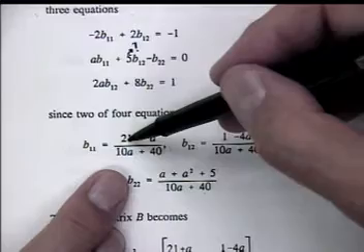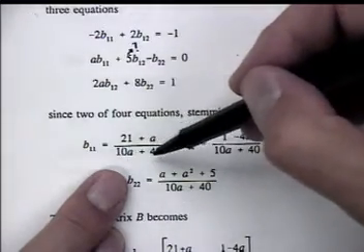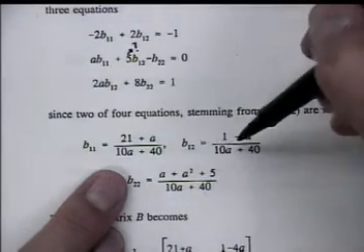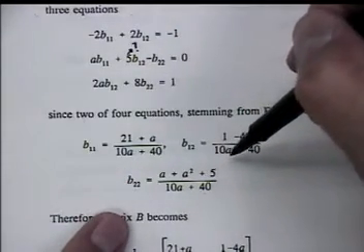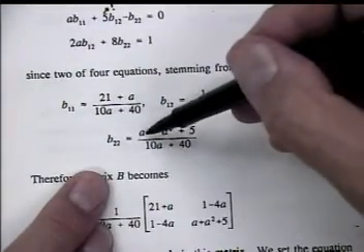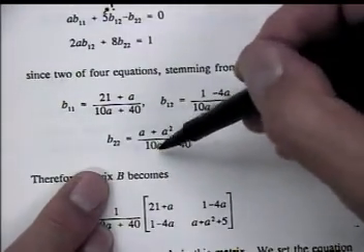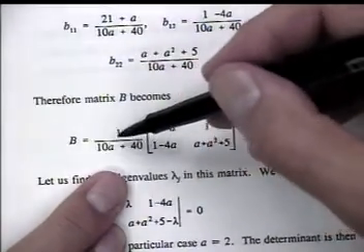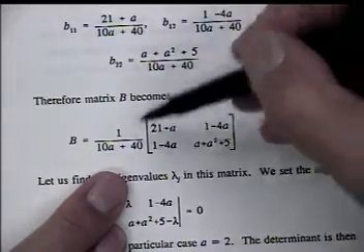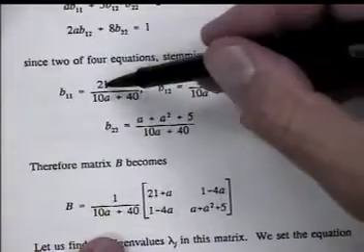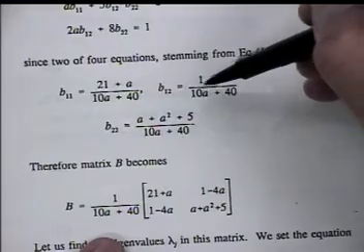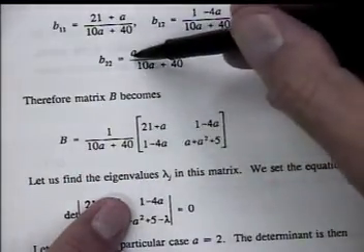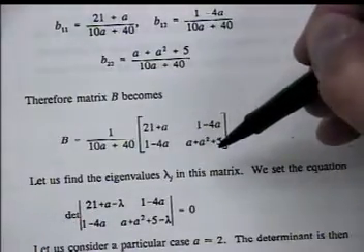B11 equals 21 plus a, over 10a plus 40. I'm just solving these equations by hand. B12 equals 1 minus 4a divided by 10a plus 40. B22 equals a plus a squared plus 5, over 10a plus 40. Therefore, matrix B becomes, look, B equals 1 over 10a plus 40, which can be taken out, times 21 plus a, then 1 minus 4a, and then here we get a plus a squared plus 5.